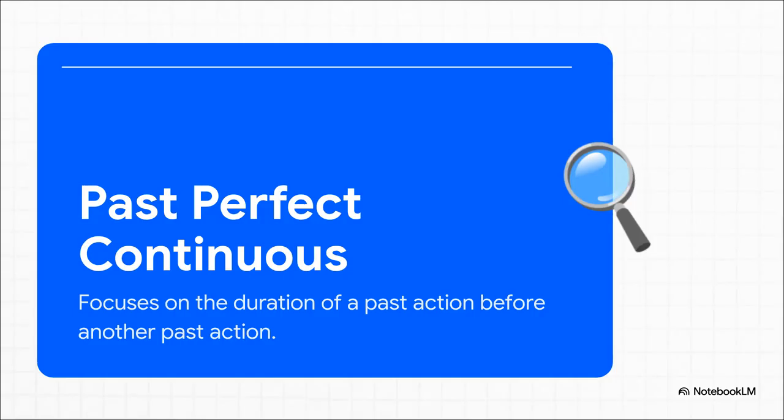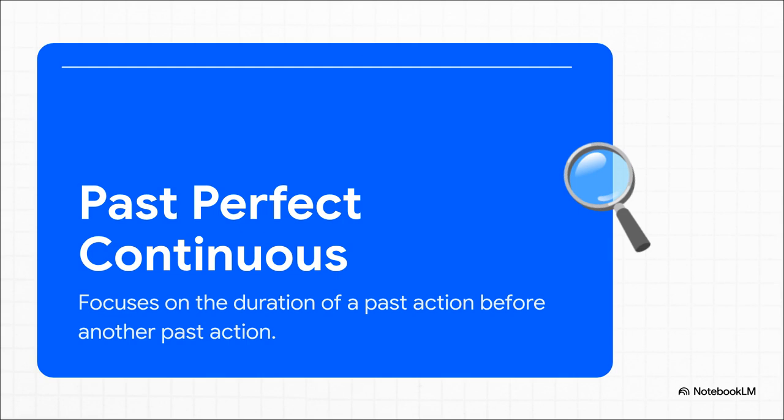Now we do need to clearly separate that simple form from the continuous form. The past perfect continuous is what we use when we want to emphasize the duration of an action, exactly how long something was happening before something else in the past stopped it or interrupted it.